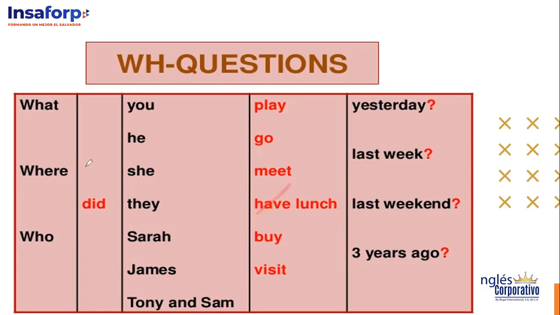Okay, one more time. Gabriel. Where did you have lunch yesterday? I had lunch yesterday. I had lunch in my house yesterday. Exactly. I had lunch in my house yesterday.